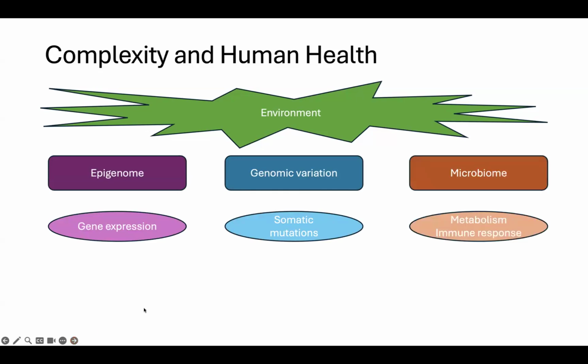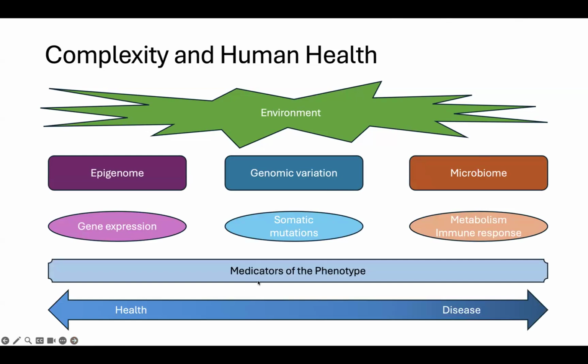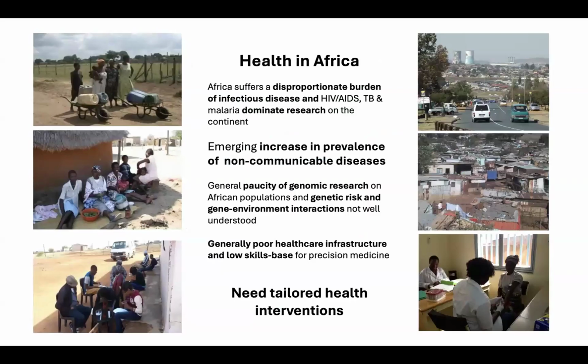And then, of course, not to forget the microbiome and the fact that this is important in terms of our metabolism and our immune response. But all of these things are mediators of the phenotype. And we occur somewhere on the spectrum from health to disease. And of course, that also changes as we get older.